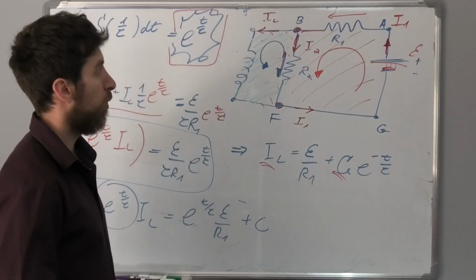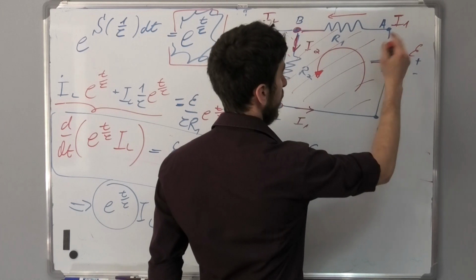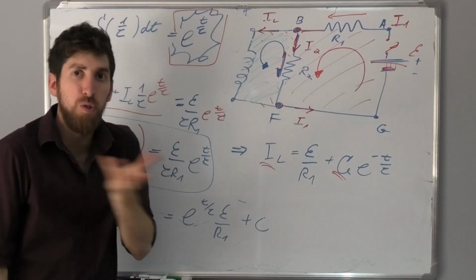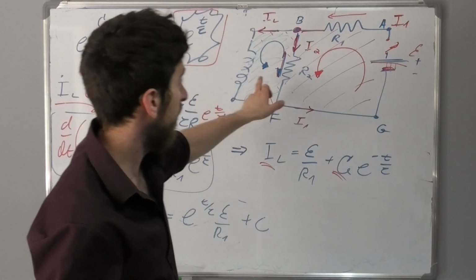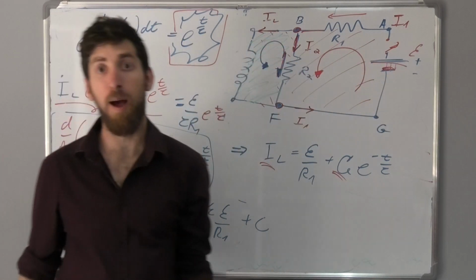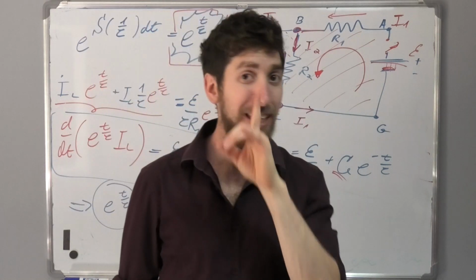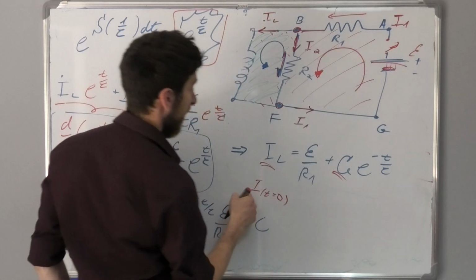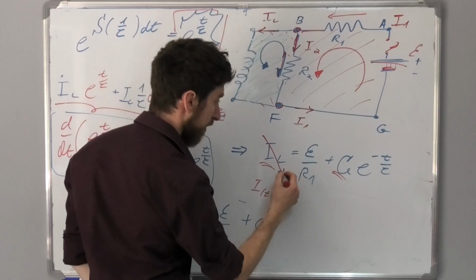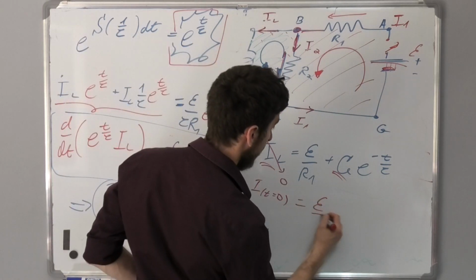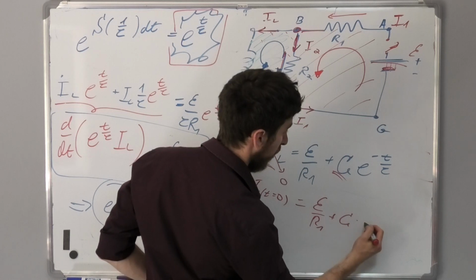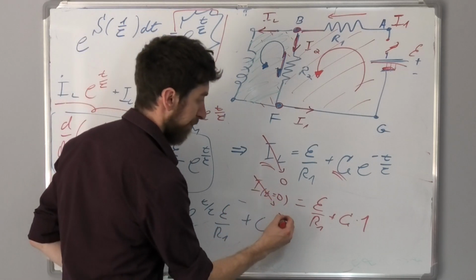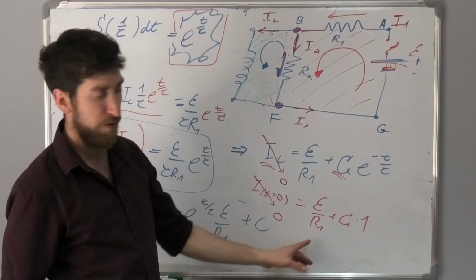So that's the idea. If I close this circuit, the circuit was open at the beginning. What was the current inside the inductor? It was 0. There was no reason for current to go through the inductor, right? But when I close the circuit, this IL comes alive, but at the beginning it was 0. So at time t equals 0, the current must be 0. And that gives me epsilon over R1 plus C multiplied by 1, because if I put t equal to 0, the exponential is 1, and this we said is 0. I found that C is actually minus epsilon over R1.